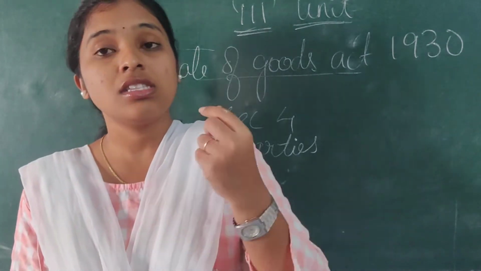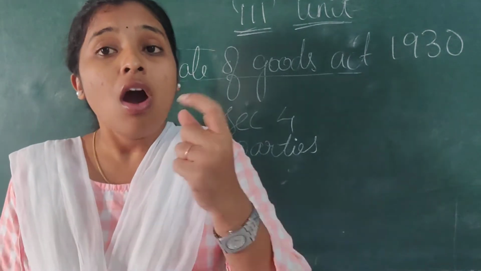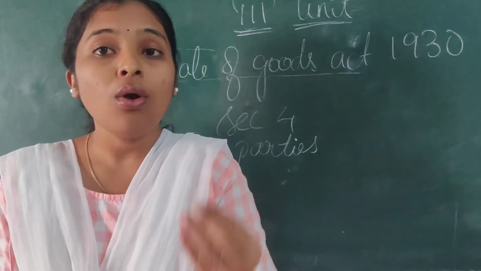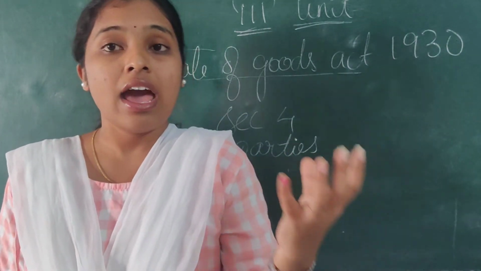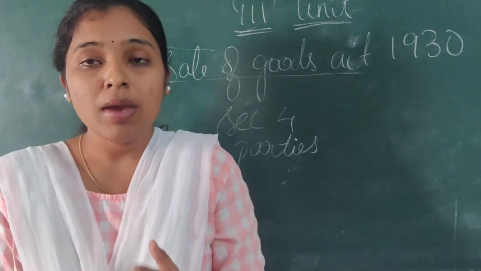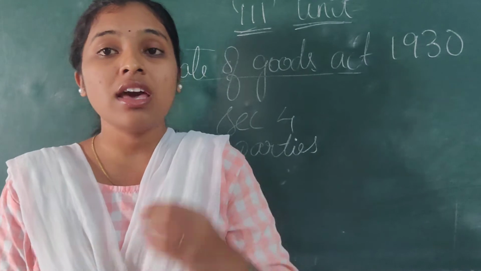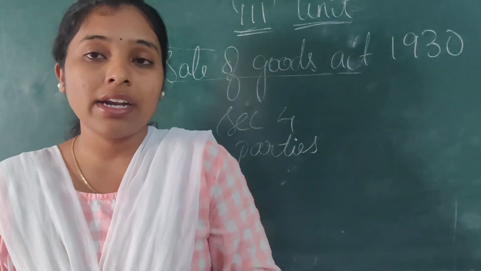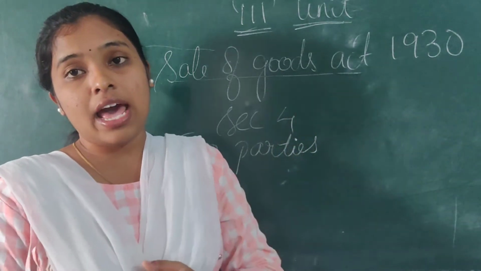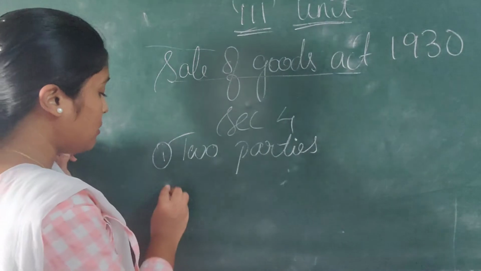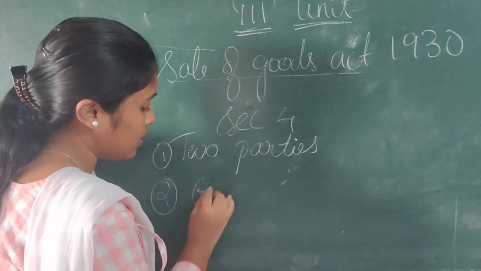Without these persons, the transaction will not happen. Though the seller is there, if the buyer is not there, the transaction will also not happen. Why? Because the receiver has to be there and the giver has to be there. So that's why we require two parties in the Sale of Goods Act. And next, we require goods here.